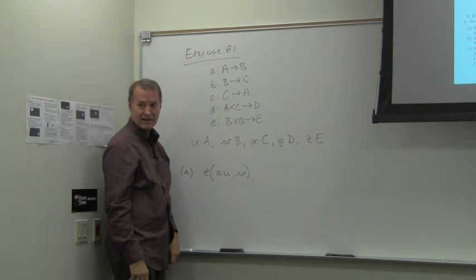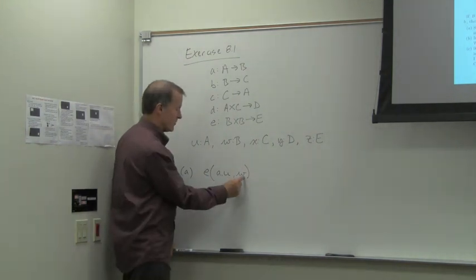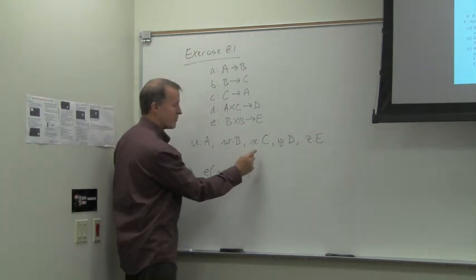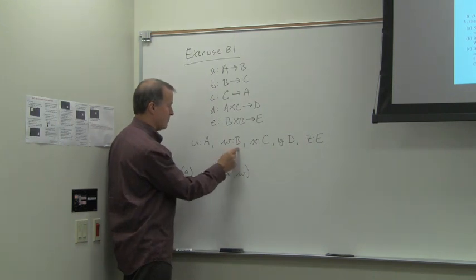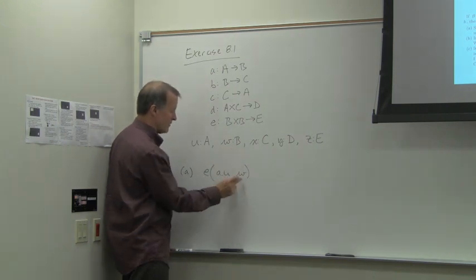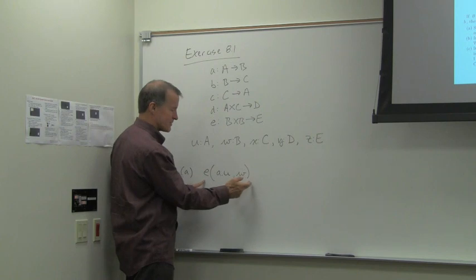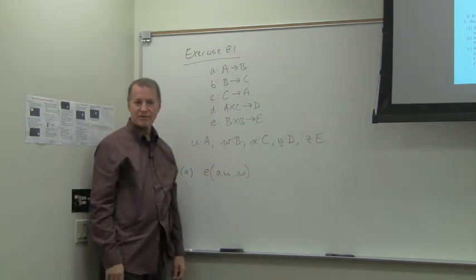Type correct. And what about W? W is a variable of type what? B. So sure enough, we have B, B. So this is correct. So this is type correct.